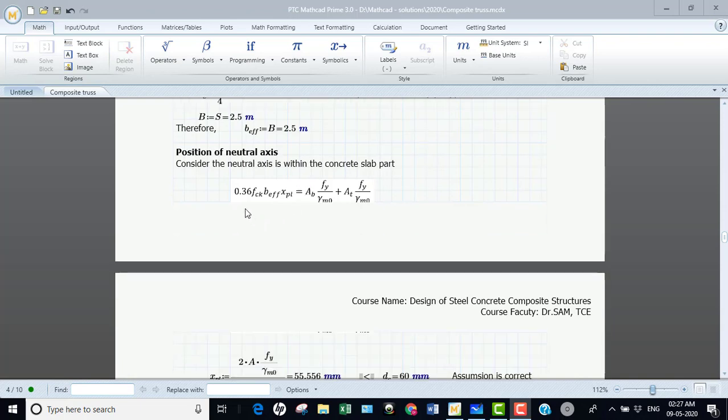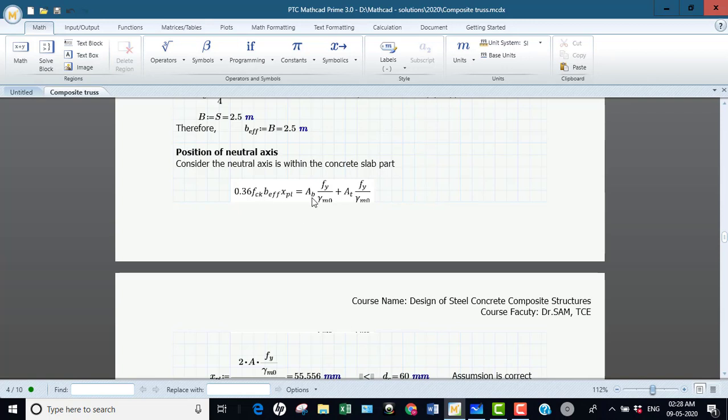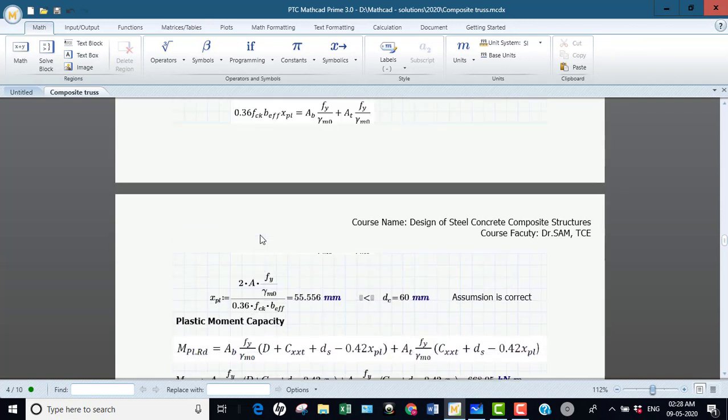Taking this as B effective, I'm going for the calculation of the neutral axis, taking the compressive force because I consider the neutral axis is within the slab part. Therefore, the compressive force will be this one and the tensile force will be this. So this is the case, compressive force and this is a tensile force. I'm going to have an equilibrium between the two. By this I'm calculating the neutral axis. As I have told, I have adopted the same area of cross section for both top chord as well as bottom chord.